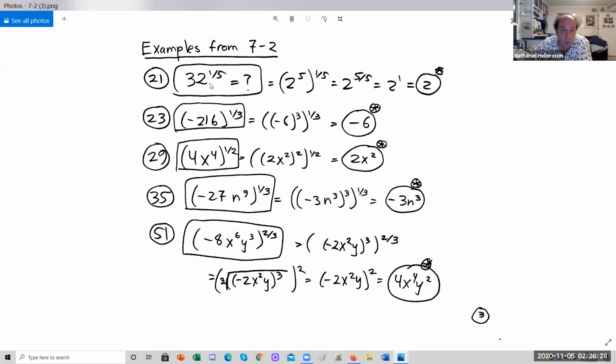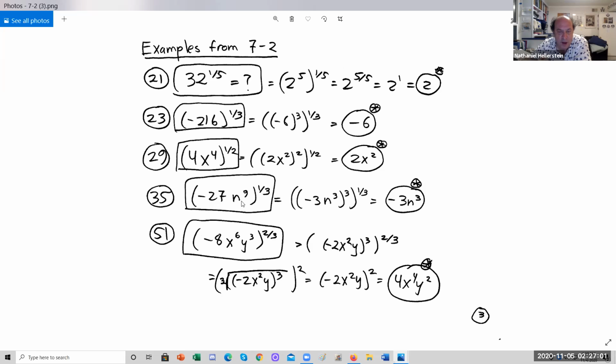Okay, 1/5 power of 32. Well, 32 is a fifth power of 2. So this will be 2 to the 5/5, 2 to the 1, or 2. Negative 216 to the 1/3 power. Well, negative 216 is negative 6 cubed. To the 1/3 power, they cancel, leaves a negative 6. 4x to the 4th to the half power. Well, 4 is 2 squared. x to the 4th is x squared squared. The second power and the half power cancel, leaves behind 2x squared.